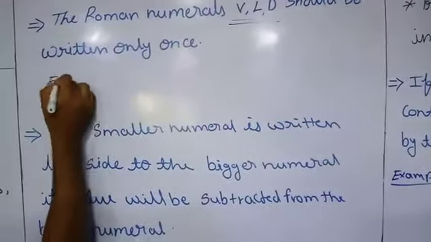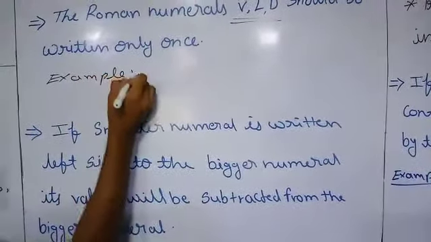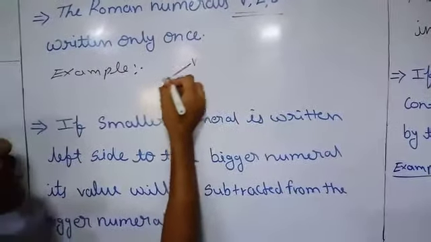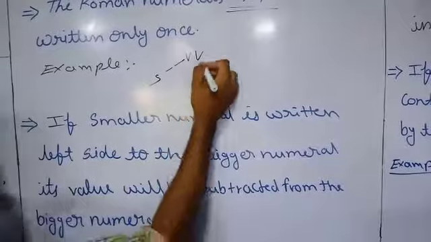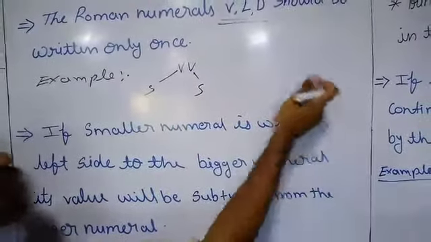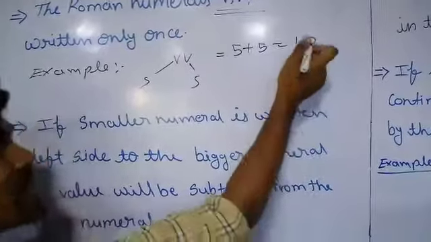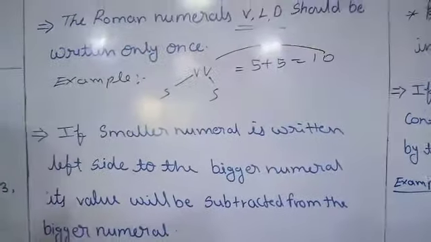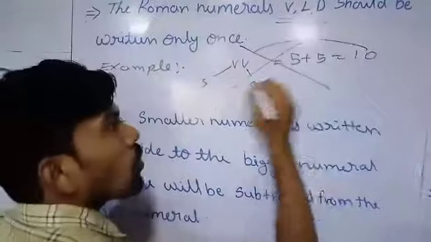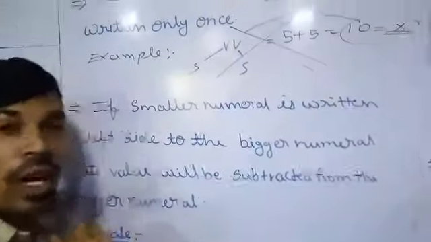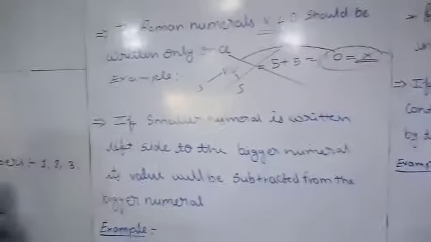For example, suppose V stands for 5. We know that V stands for 5. If we write double V, as per the rules we would do 5 plus 5, that is 10. Is the value 10 written as double V? No, it's wrong. For 10 we have the symbol X, which we already learned in our main 7 symbols.